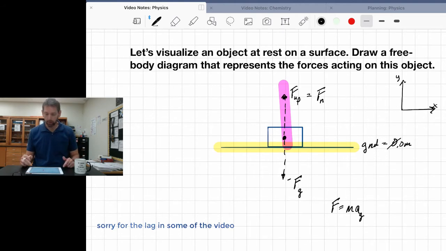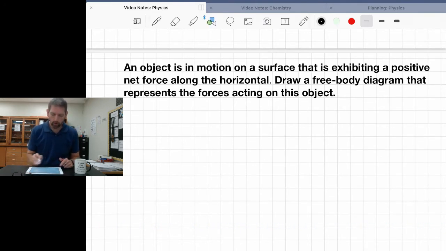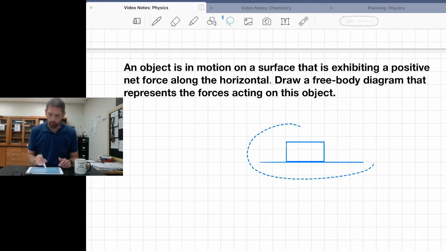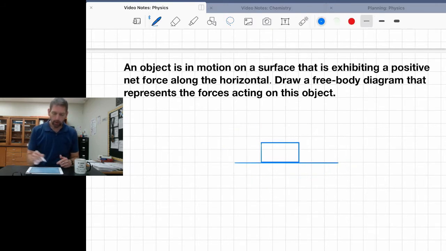Let's take a look at something else. Let's take a look at another example here. We've got an object on a surface that is exhibiting a positive net force along the horizontal. So it's very similar to what we had before. So let's go ahead and get our surface again, and we've got our object. And it's exhibiting a positive net force along the horizontal. So let me move this over here just a little bit because I'm already anticipating where I want to put stuff. And that's what you should do.